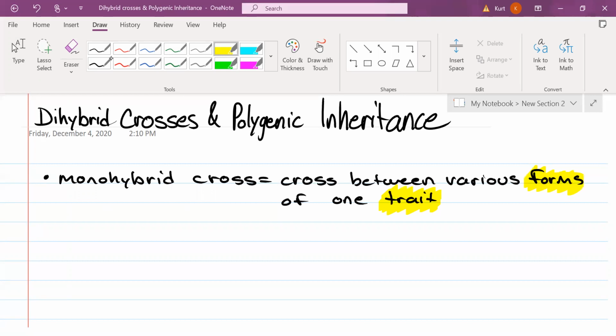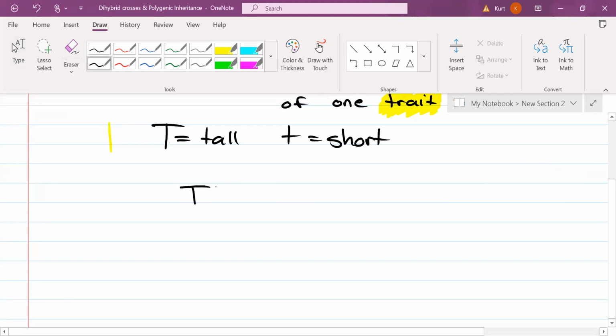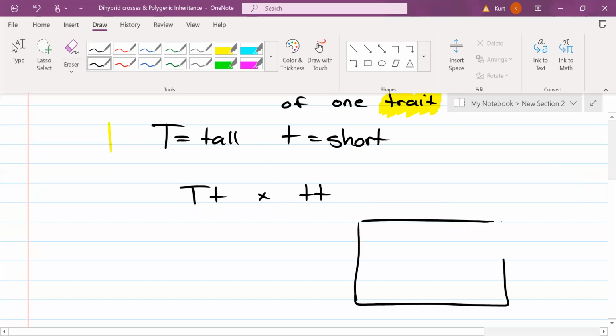Mono is the number of traits. You can have 20 different hair colors. That's fine. But the key is you're assessing hair color. So if I were to talk about pea plants, a dominant trait is tall, a recessive trait is short. So if I had a heterozygous parent crossed with a homozygous recessive parent, I would ask you guys to make me a Punnett Square to show all the possible offspring.